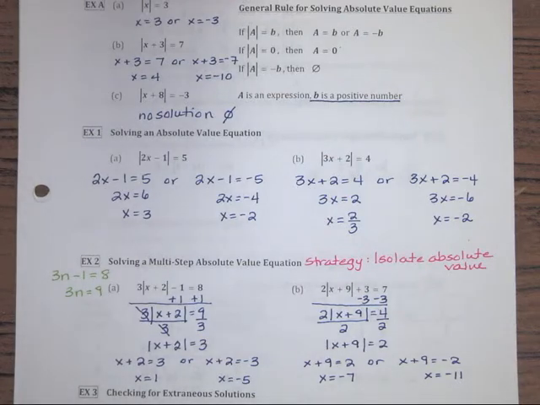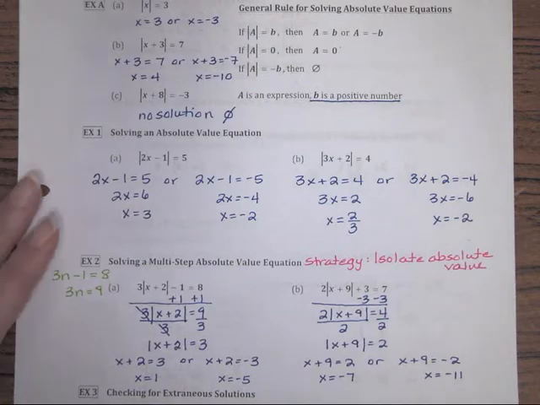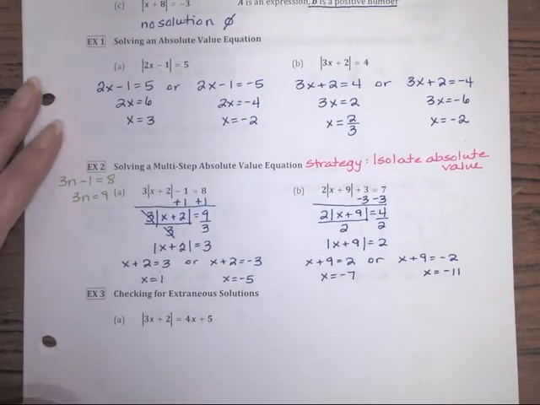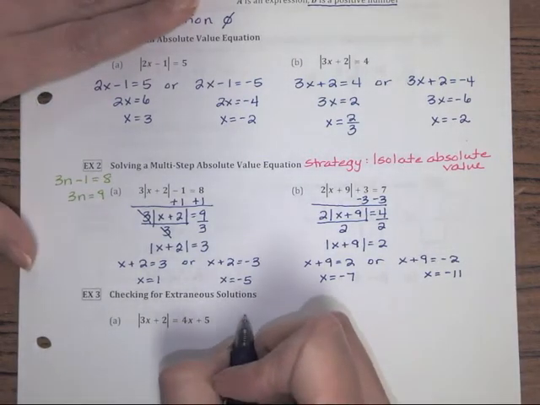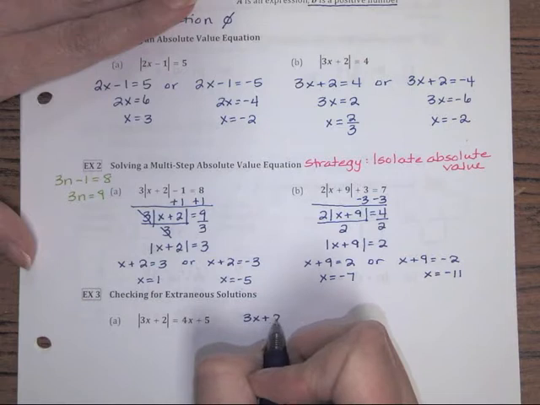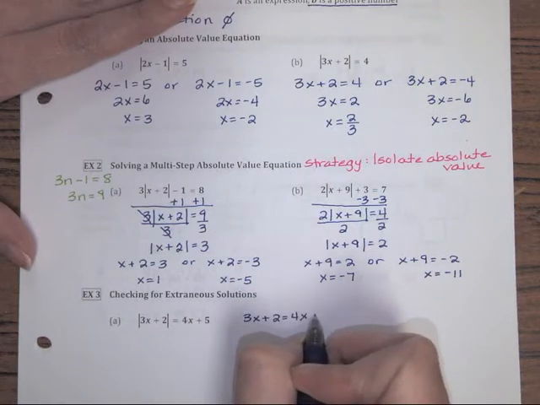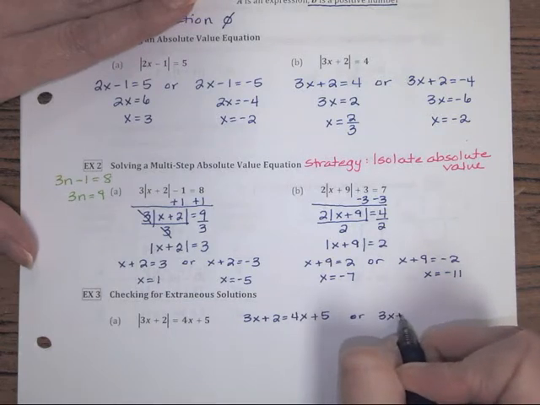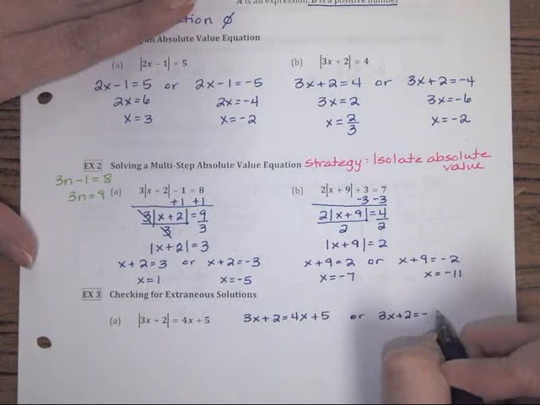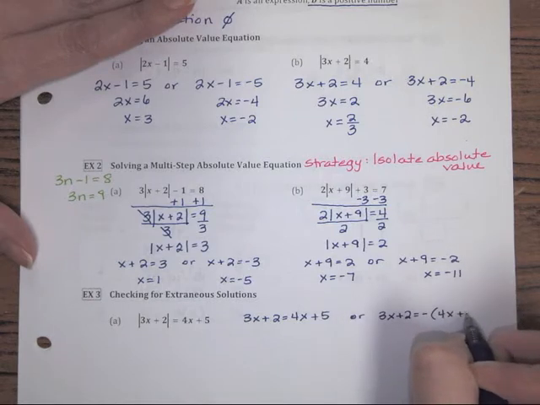Now, at the very bottom of the page, I've got a problem that looks a little bit different. We're still going to do it the same way. Do you remember how we just did this, where we said this either equals the positive of this or the negative of this? Well, we're going to do it the same way. So here's what I'm going to write. I have 3x plus 2 equals 4x plus 5, or 3x plus 2 equals negative, and then in parentheses, 4x plus 5.